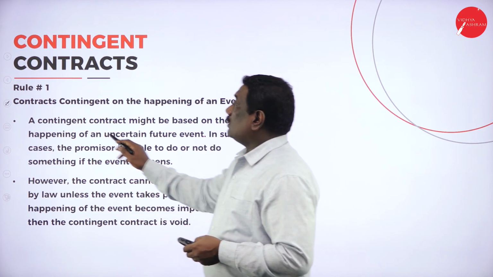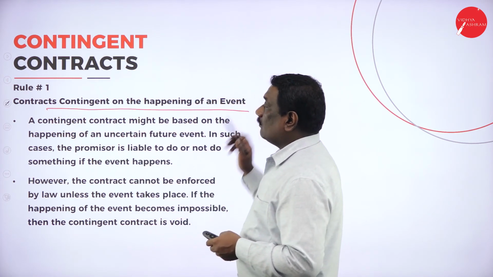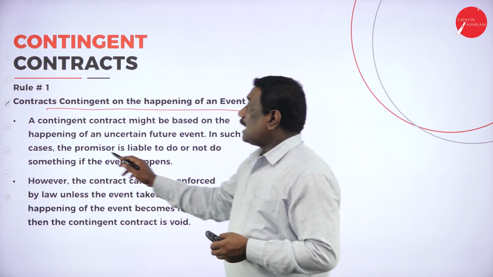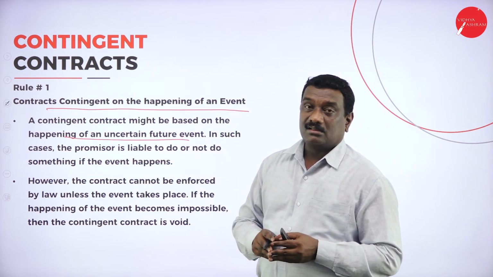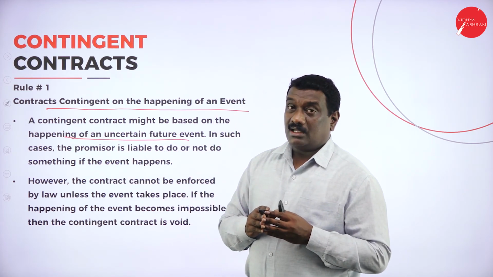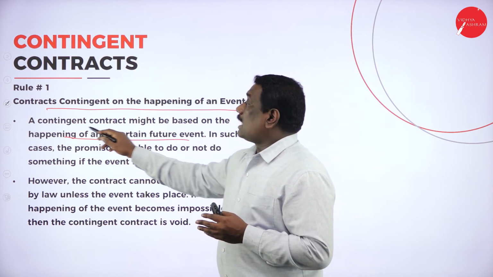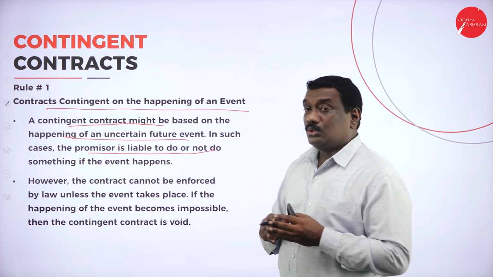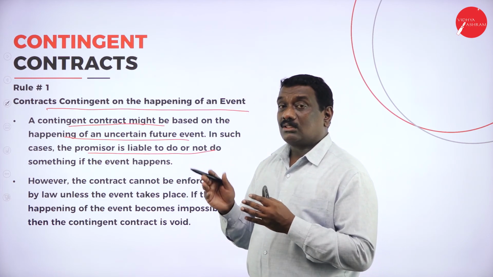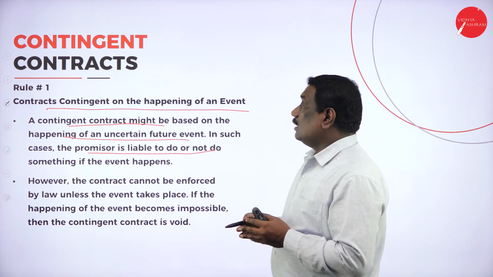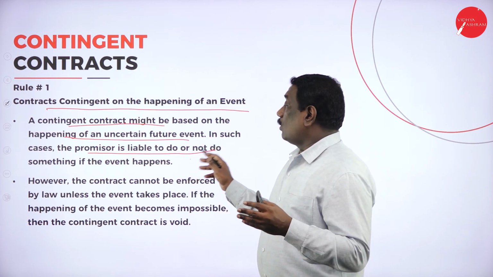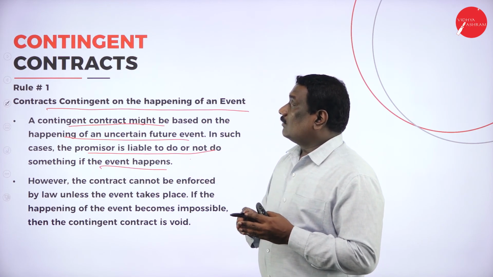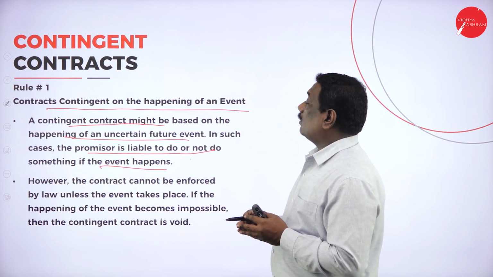The first rule says contracts contingent on the happening of an event. It means a contingent contract might be based on the happening of an uncertain future event. On the happening of an uncertain event, then you can call it a contingent contract. In such cases, the promisor is liable to do or not to do something if the event happens. So this is the first rule, where it says contract contingent on the happening of an event.